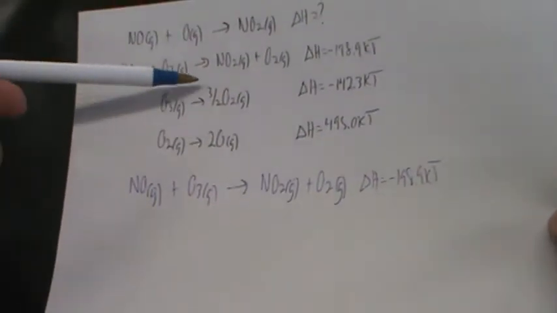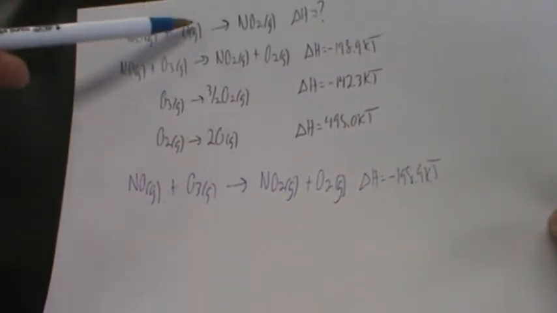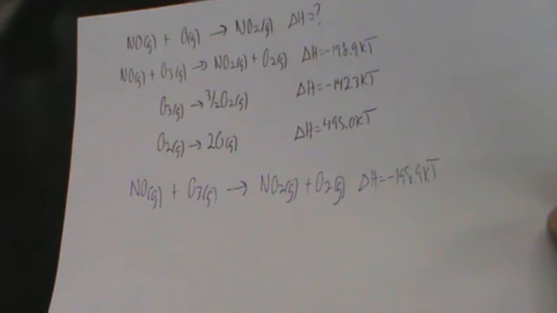Now if we look at our second one, we have O3 yields 3/2 O2. Well, in the overall reaction, we don't have O3 or O2. Since we don't have anything in that reaction that's in the overall, that's telling us that we're going to need to use it to cancel things out. So let's come back to that one, and let's look at our third reaction.